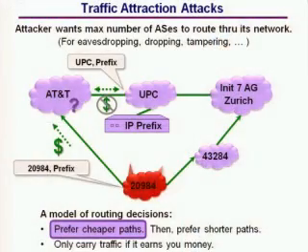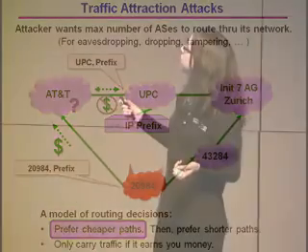Well, if we look at the business relationships in this network, 20984 is a customer of AT&T, whereas UPC is a peer of AT&T. So that means that AT&T makes money, actually gets money from here, if he routes this way, whereas if he routes this way, he doesn't make any money at all. Right? So what's he going to do? He's going to route down to the attacker, because that way he makes more money.